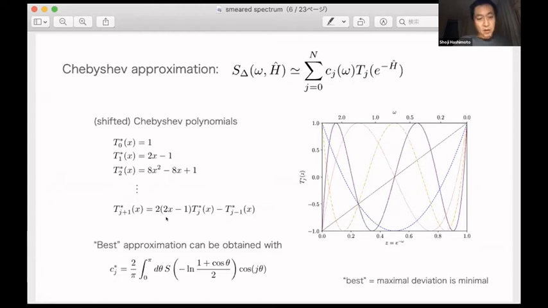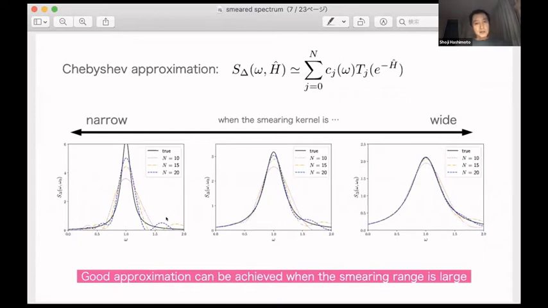And the coefficient Cj can be easily obtained once you specify the original function. So that is independent of the lattice data or whatever. Once you give the function, using a well-defined integral, you can obtain the coefficient. So this is an example.